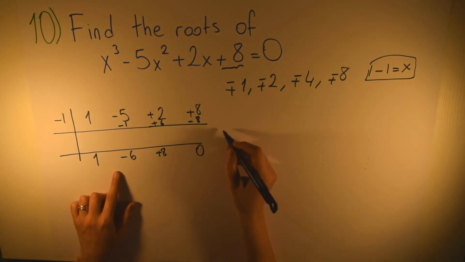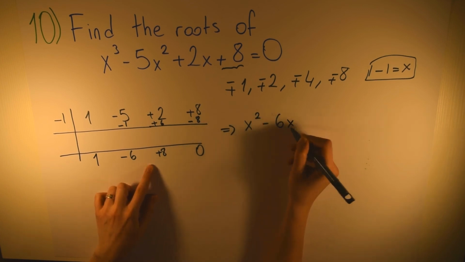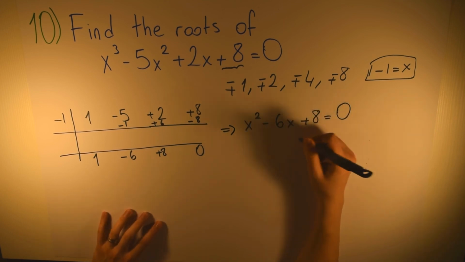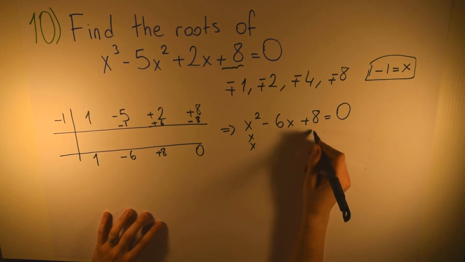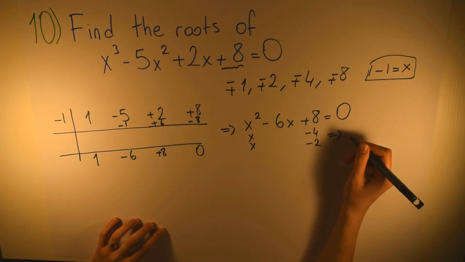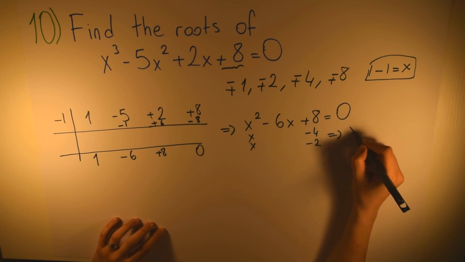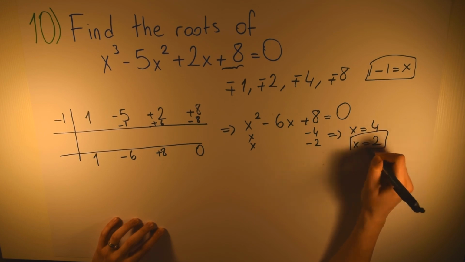So from here we will get our quadratic equation as x squared minus 6x plus 8 is equal to 0. I can actually factor this equation. It's x minus 4 and x minus 2, right? When you cross multiply, you will get minus 6x, and minus 4 times minus 2 is equal to plus 8. So from here we get our other two roots, which are x is equal to 4 and x is equal to 2.